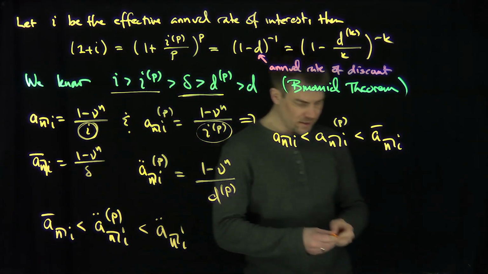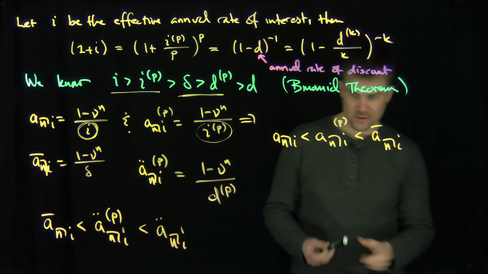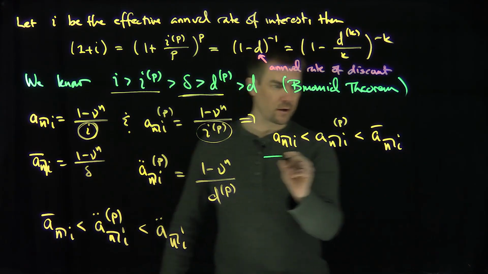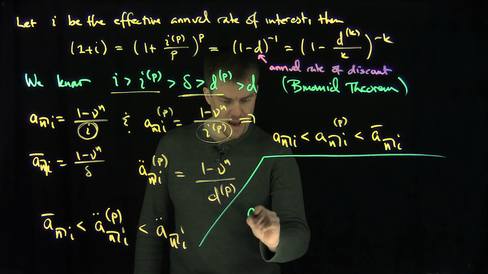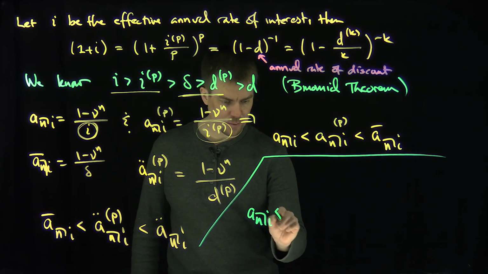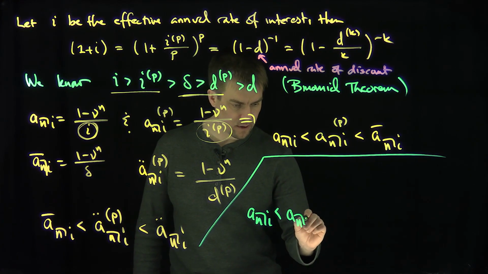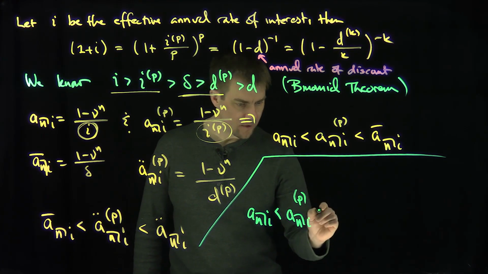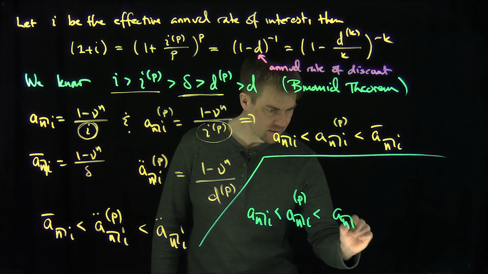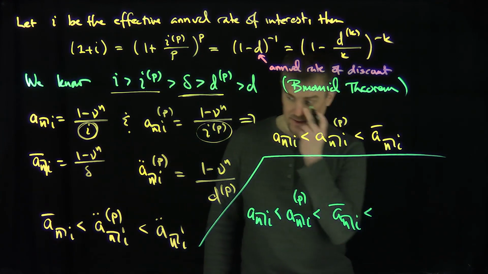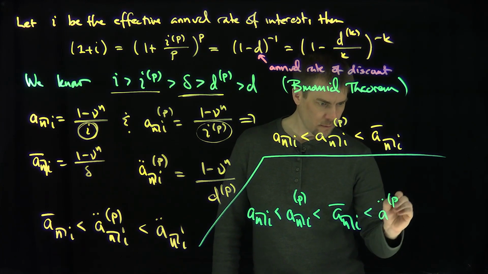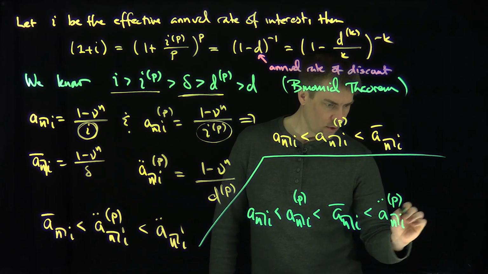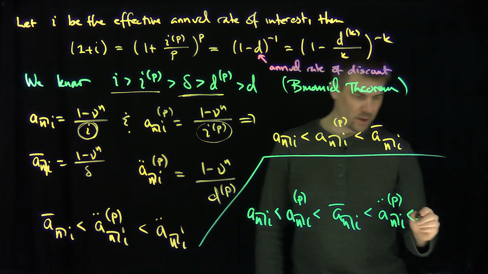So if I put all of these inequalities together, we get the following result, and this is going to relate all of our annuities. We know that a angle n at i is the smallest, which is less than the nominal a angle n at i^(p), which is less than the continuous one, which is less than the nominal discount annuity due, which is less than the overall annuity due.